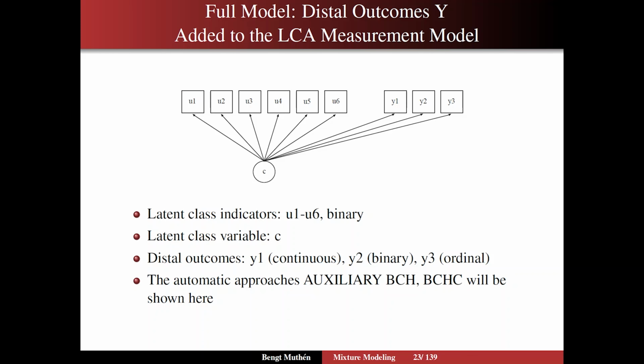So let's take a look at slide 23, where the full model includes distal outcomes Y added to the LCA measurement model. So we have 3 distal outcomes here. Y1 is continuous, Y2 binary, and Y3 ordinal. So we're going to use the automatic approaches of auxiliary BCH and BCHC, where C stands for the categorical cases, which covers both the binary and the ordinal case.